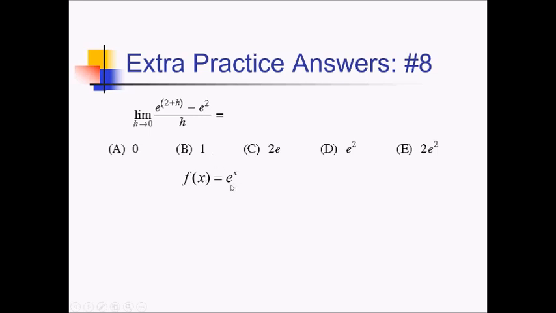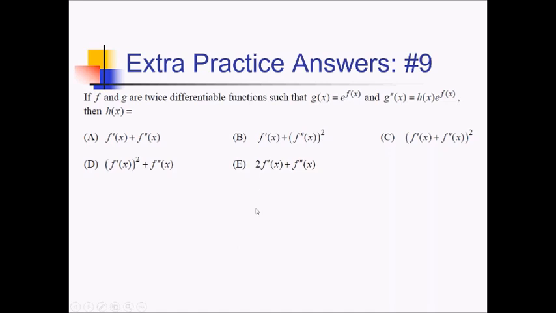The derivative in general of e to the x is also e to the x. And here you see that they have a 2 plugged in where the x would normally be. We have a 2 here, a 2 here. So they basically want us to figure out f prime of 2, which is just going to be e to the 2. So that's choice D.